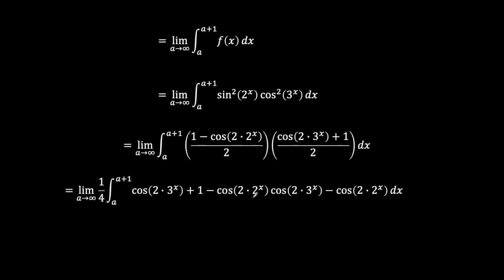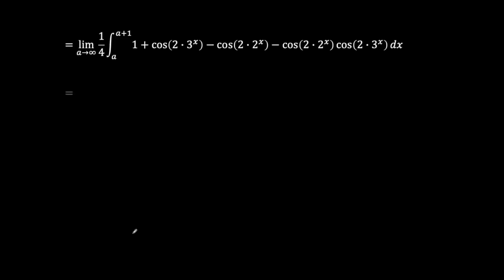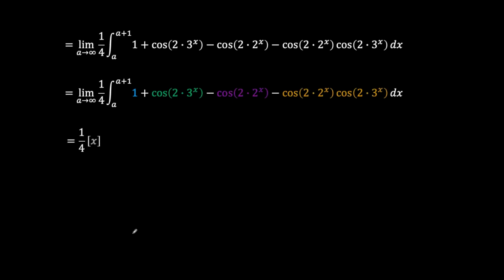Now, when you multiply that, we get a quarter times cosine 2 times 3 to the power x plus 1 minus cosine 2 times 2 to the power x times cosine 2 times 3 to the power x minus cosine 2 times 2 to the power x. And we can isolate this 1 here and then play around with the extra terms we've gotten. But you realize that with this constant of 1, when you integrate that, you get x, and then applying the limits appropriately, we are left with just a quarter times 1.